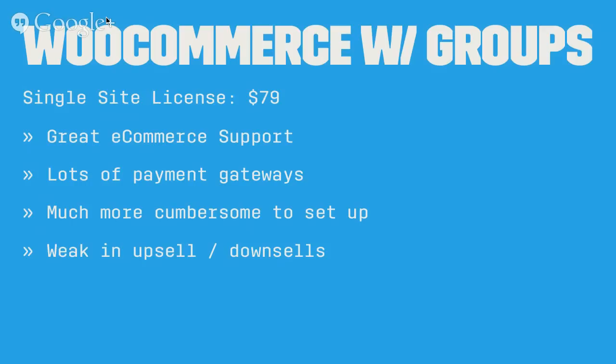It is more cumbersome to set up. You've got to have WooCommerce set up, installed and configured, and then you add the Groups piece on. So you're actually configuring two different plugins to get them to work in unison together. I think most of the setup with WooCommerce, the payment gateways, all that stuff needs to be done first, and then you can add on the Groups piece of it, and then they start to work together.